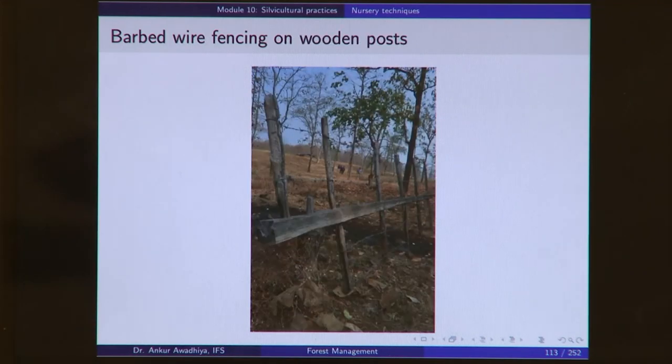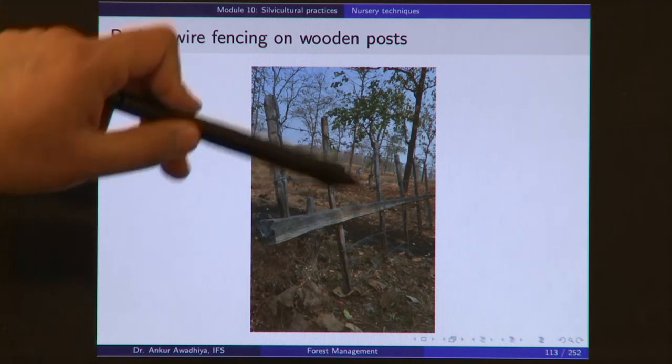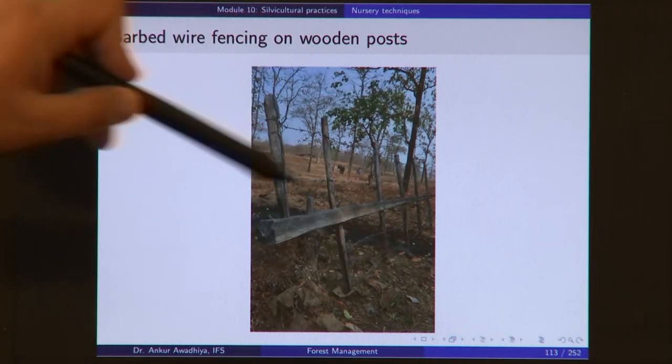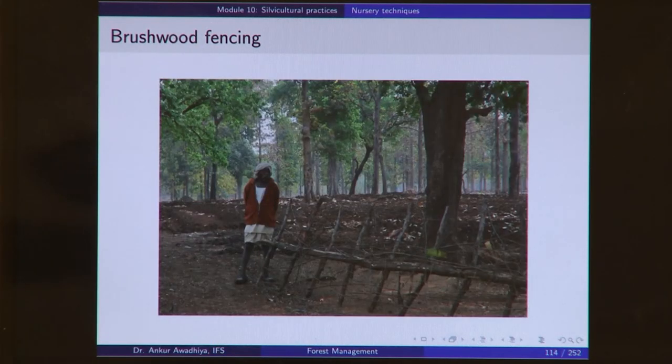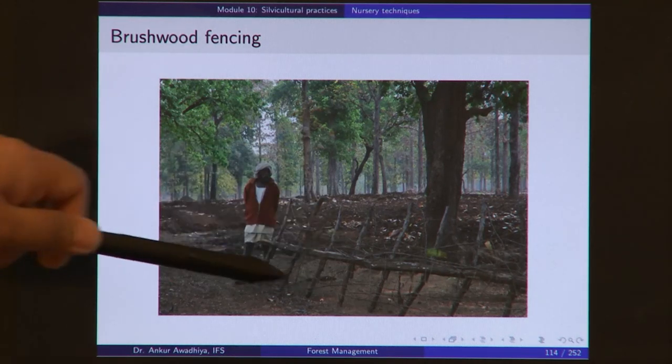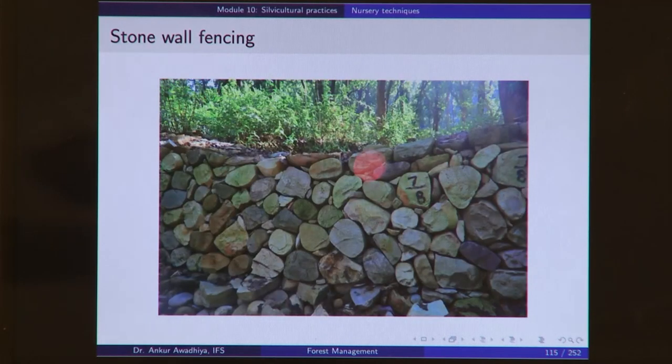Along with the concrete poles, we can even make use of wooden posts. So this is a fencing with wooden posts, and we have these barbed wires. This is a typical brushwood fencing. These are just some twigs and branches that have been fashioned into a fence. This is a stone wall fencing.